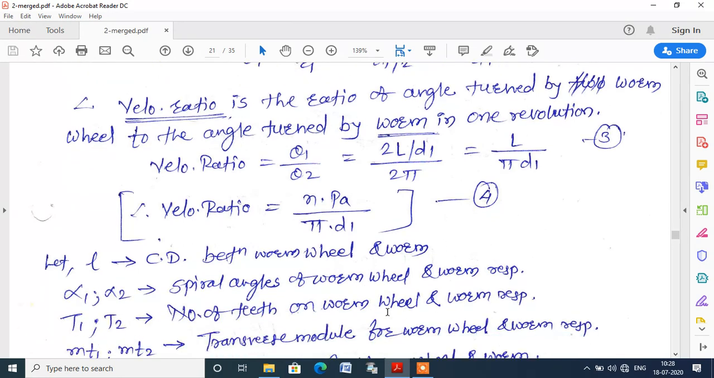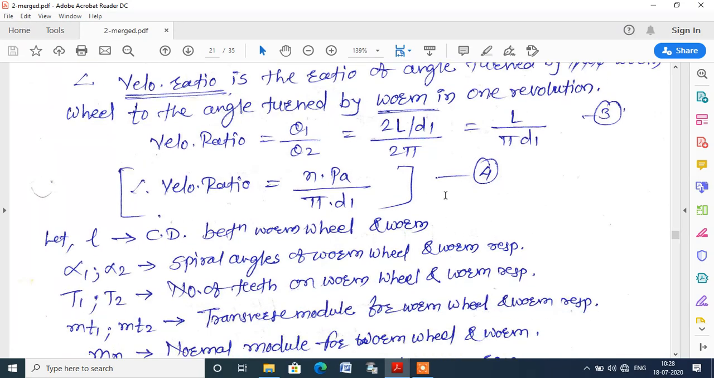In general, velocity ratio is equal to L by pi d. So what is L? L is nothing but N into P, number of starts into axial pitch. So N into P divided by pi d. This equation is nothing but the velocity ratio.